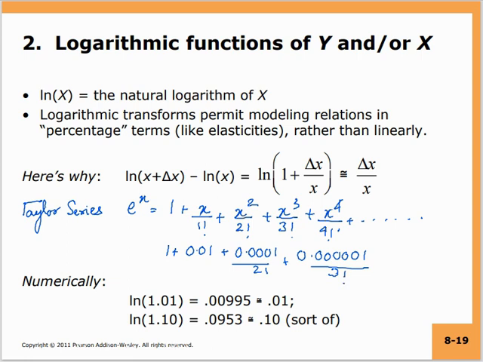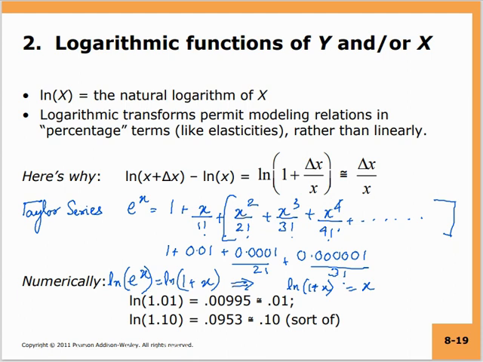So for small x's, all of these higher terms become very small and negligible. So for small x's, e to the power of x can be written as 1 plus x. Now if you take log on both sides, you have log of 1 plus x is the same as log of e to the power of x, which is just equal to x. So for small x's, log of 1 plus x is approximately equal to x.